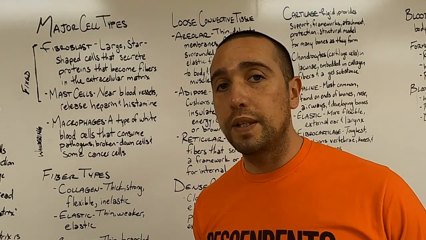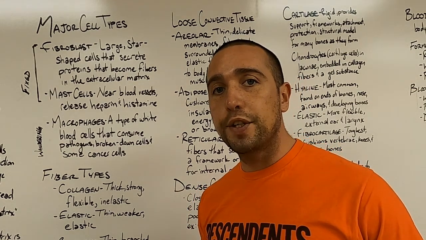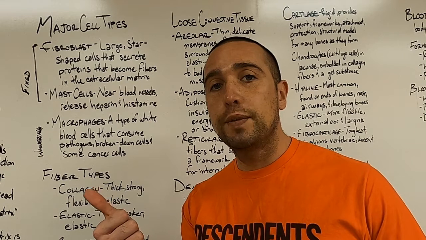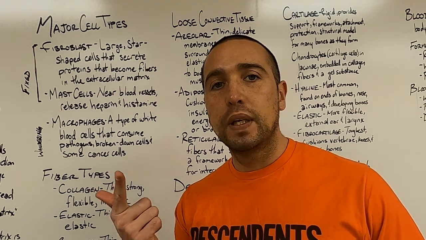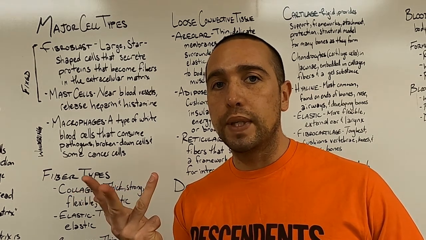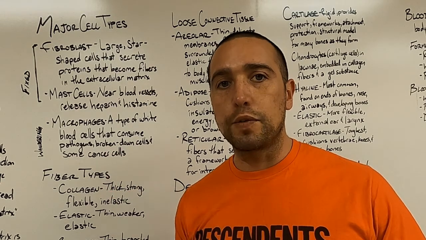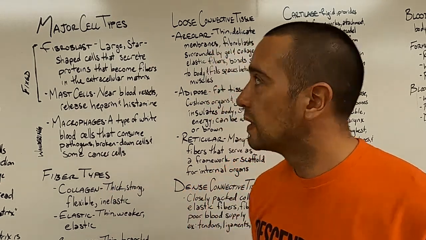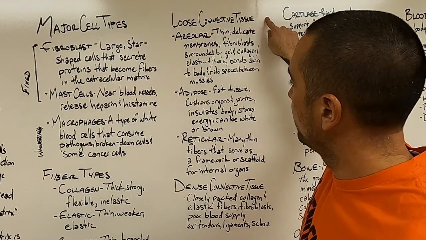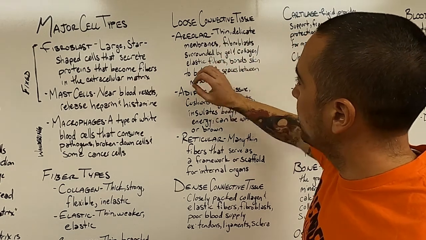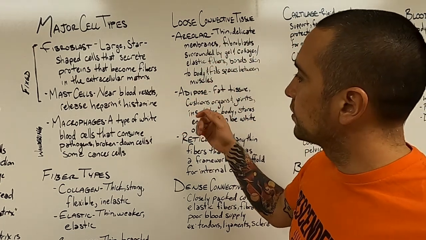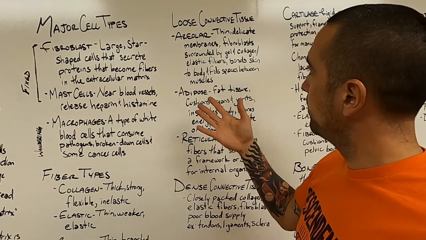Now we're going to move on to the types of connective tissue. There's loose connective tissue, dense connective tissue, cartilage, bone, and blood, with a few types of some of those. Loose connective tissue, there are 3 types, and these are cells that are far apart. There's a lot of ground substance between them.